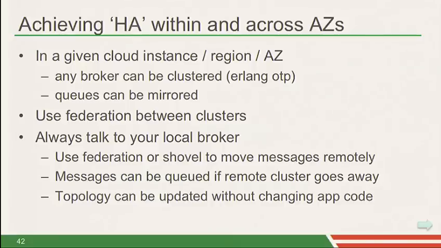All right, we've done the code walkthrough. So how would you actually do this now, achieving high availability both within and across availability zones? Well, a couple of little pointers. In any given cloud instance or region or data center, any place where you've seen a single broker, that could be a clustered broker. It's going to be clustered using the Erlang mechanisms. And you can mirror queues around those clusters. Currently, you can say mirror to all brokers, or you can explicitly list them. Coming very soon, you'll be able to say keep n redundant copies, which would be really nice.